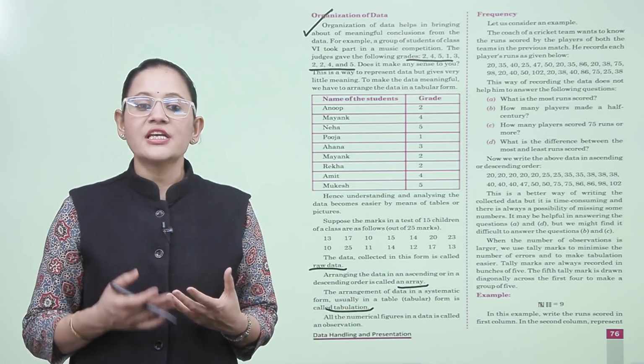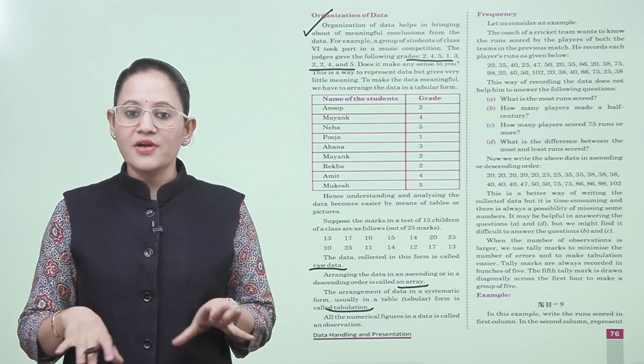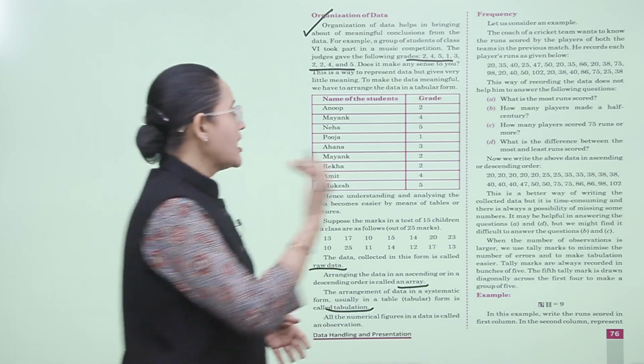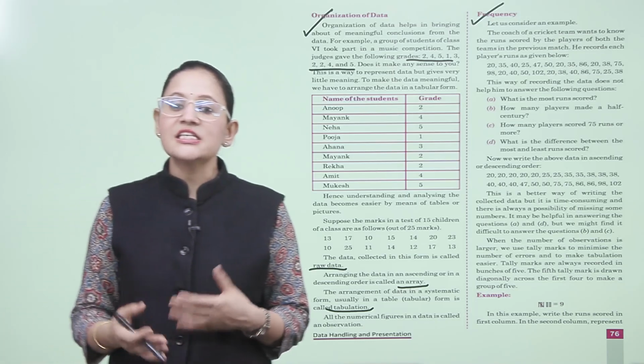All the numerical figures in the data are called observations. So, all the numerical values are known as observations. Next is frequency. What is frequency? Let us consider an example.